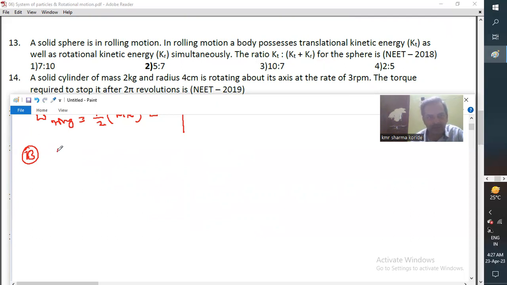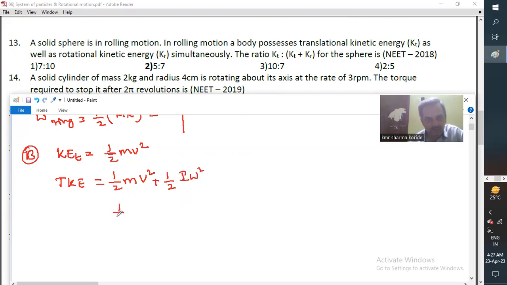First let us write the translational kinetic energy, KE translation, that is simply half mv square. Now the total kinetic energy includes the translational and rotational parts. It is half mv square, the kinetic energy of the center of mass, and also it possesses half I omega square.